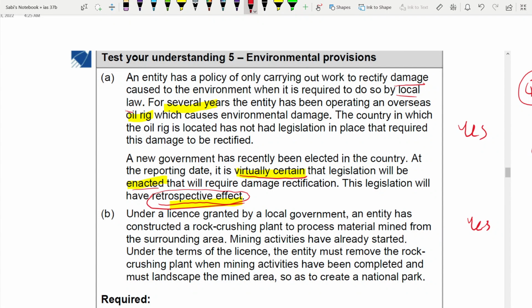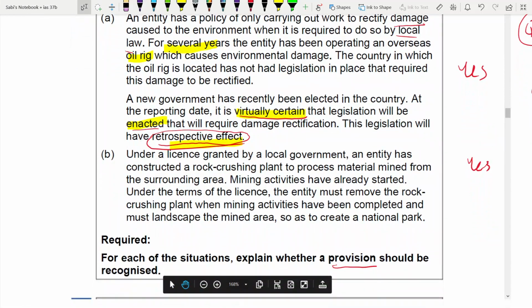Coming to B, this is about a license. Under a license granted by local government, an entity has constructed a rock crushing plant to process material mined from the surrounding area. Mining activities have already started. Under the terms of the license, the entity must remove the rock crushing plant when mining activities have been completed and must landscape the mined area so as to create a national park.